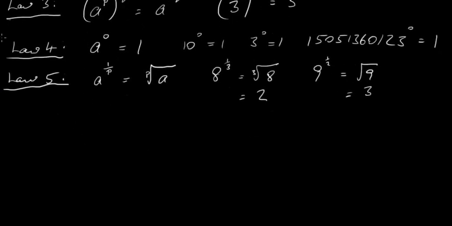Now the next law then is law number 6, and this is when you have a to the power of, instead of a 1 on top here, let's say p over q. Okay, so now we don't have a 1 on the top, we have a natural number greater than 1 on the top. The numerator is bigger than 1.